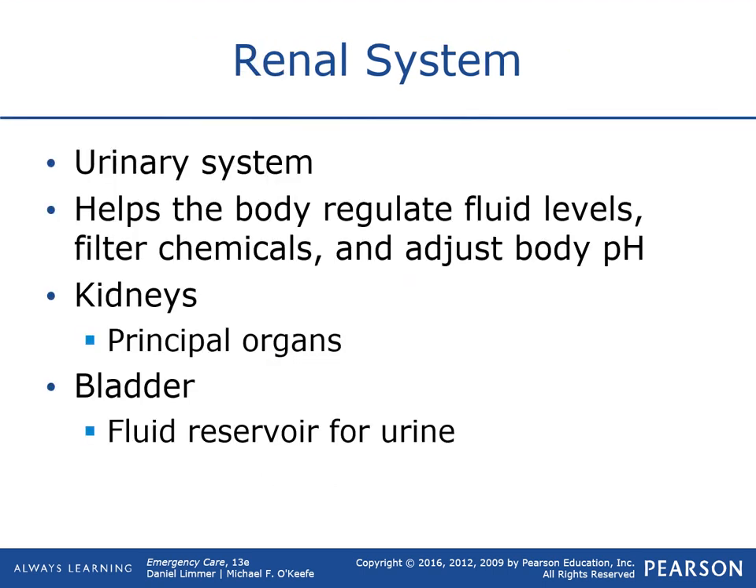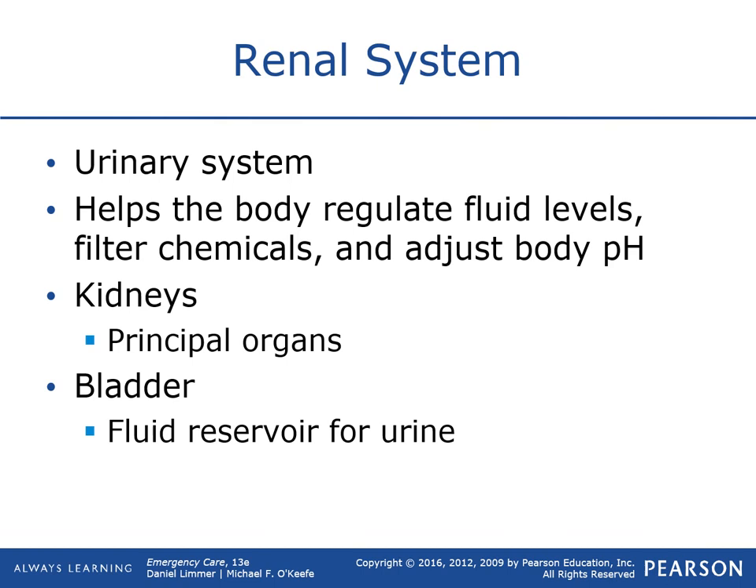So moving on into your renal system, sometimes seen as your urinary system, it helps the body regulate your fluid levels, it filters chemicals, and adjusts your body's pH levels. So it really helps remove toxins from the body. It consists mainly of your kidneys and then your bladder.